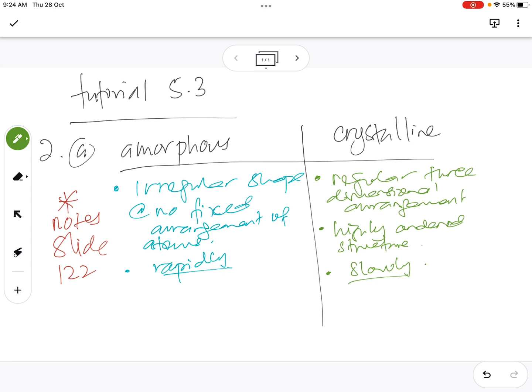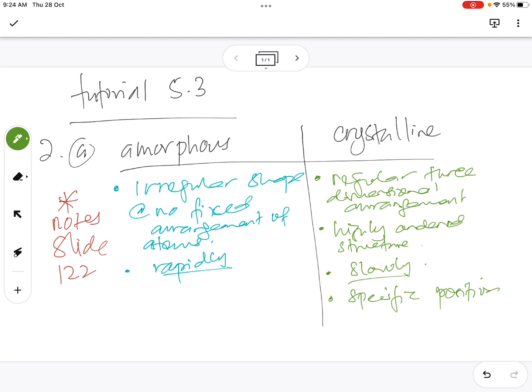And then for crystalline solid, there's another one extra. Atoms occupy specific position. Okay. Atoms occupy specific position. That's why we say highly ordered structure. Atom disusun dengan systematic. That means the atom is located in one specific position. Every atom. Okay.